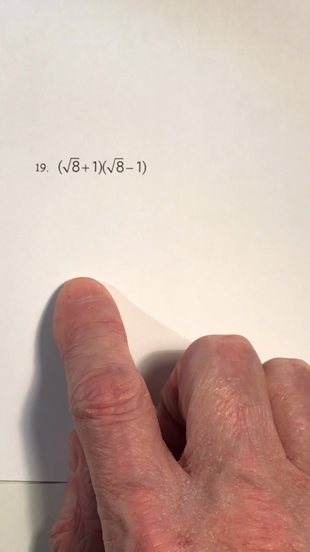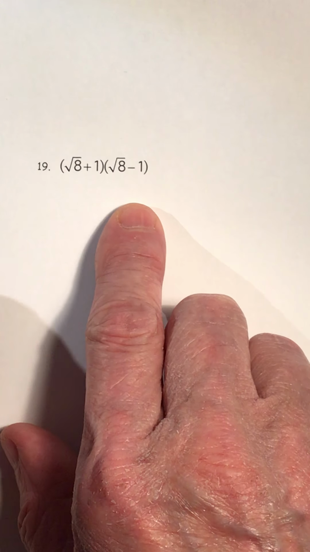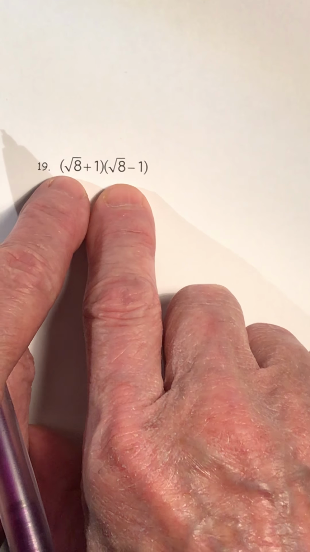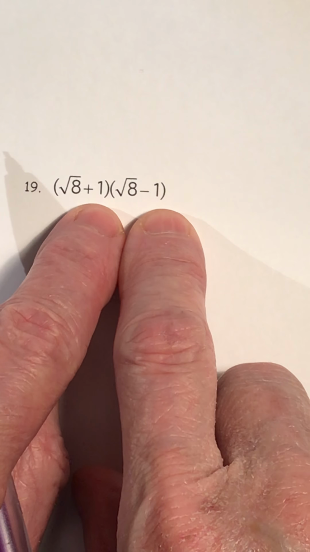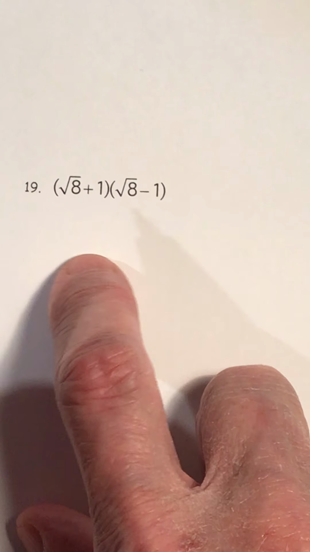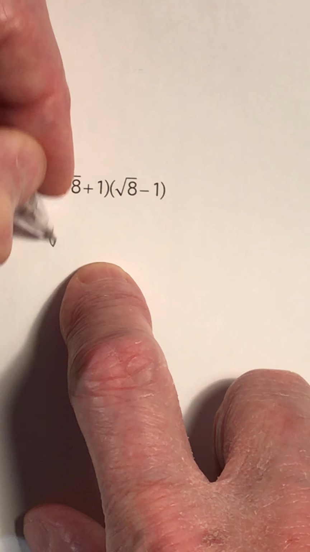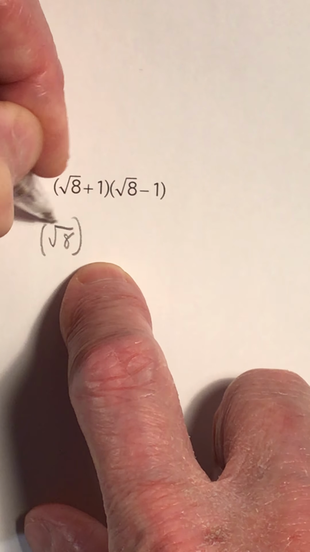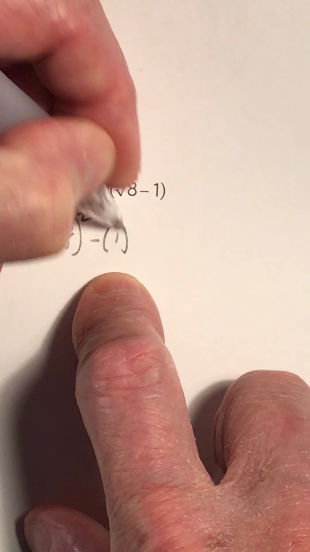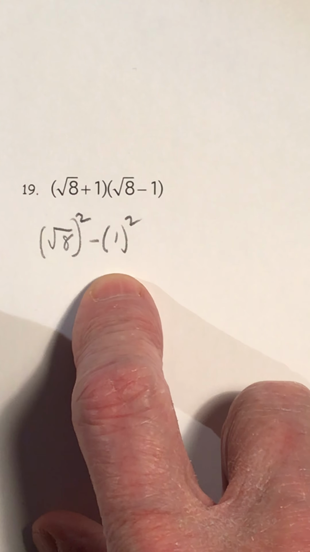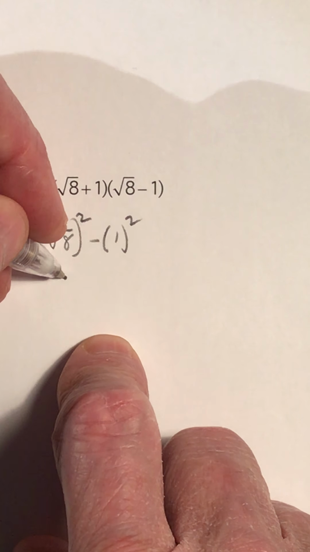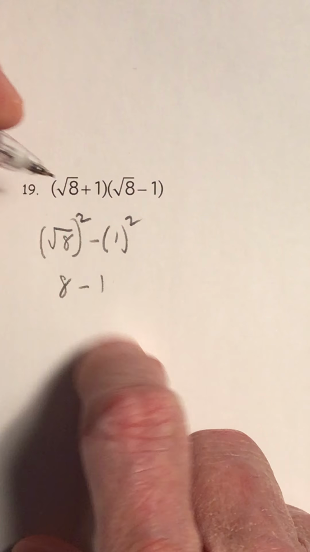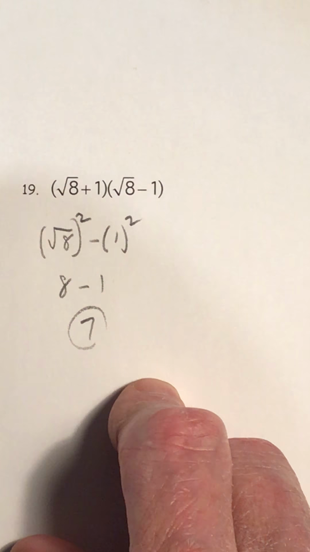Maybe you want to hit pause for a second and try this and then come back and see if we agree. I'm going to use the idea that I'm multiplying conjugates. Here's the square root of 8 in both and 1 in both. One says plus, the other says minus. So the square of the square root of 8 minus the square of the ordinary number 1. This should be our answer. Square of the square root of 8 is 8. Square of 1 is 1. 8 take away 1, 7.